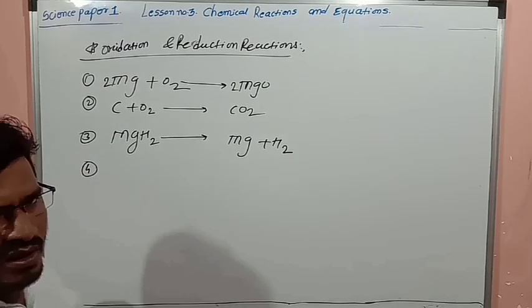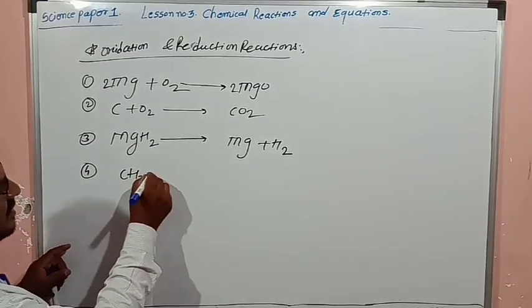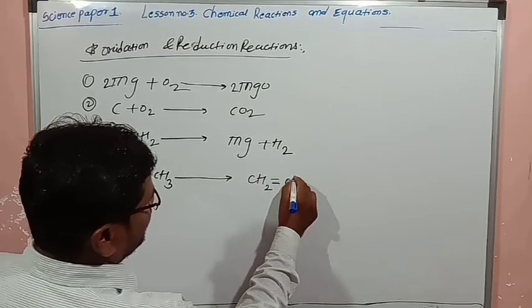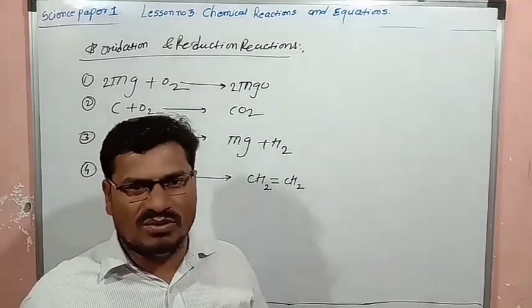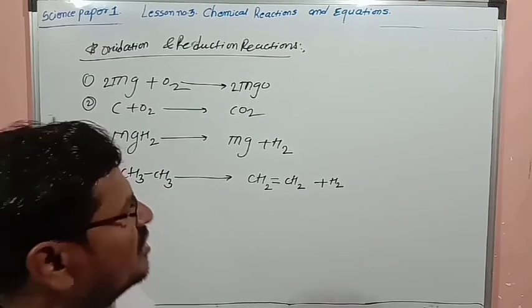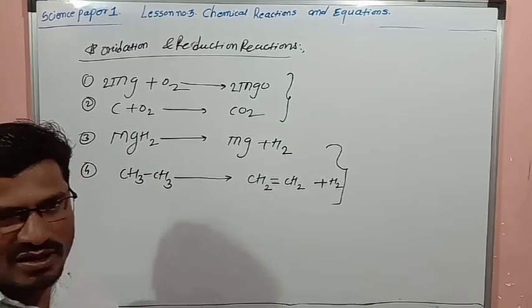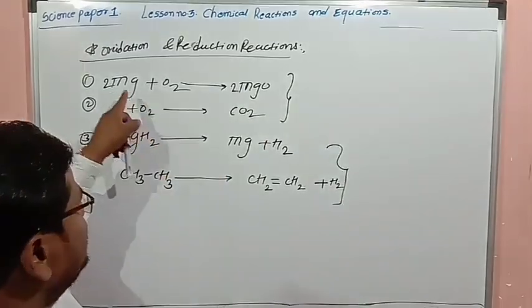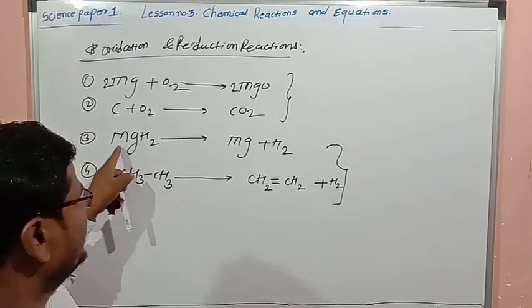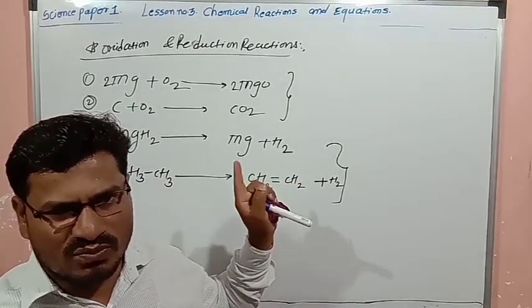And fourth one is there. In that example, CH3-CH3, and it gives CH2=CH2, and what will be given out? Hydrogen gas is given out. So if you observe, in the first two chemical reactions and in the second two chemical reactions, in the first two chemical reactions, in the reactant oxygen is added, oxygen is mixed, and in the second reactions hydrogen is removed.